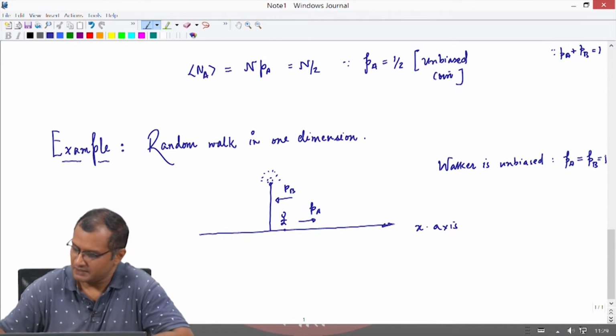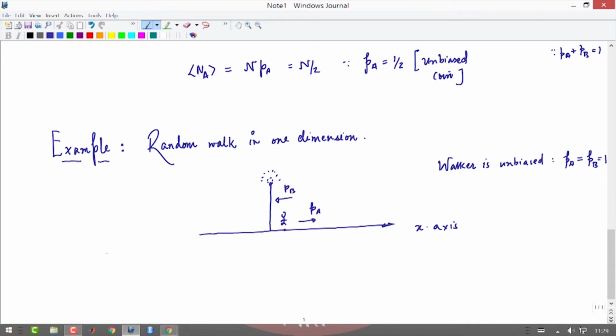Now, suppose I ask you the following question. What is the probability? And one more thing, the walker is unbiased and he takes steps of unit size. Okay. Now, this is going to be a very ideal drunkard whose step size is going to be fixed, but let us say that is an approximation I am going to work with. So, he takes steps of unit size.